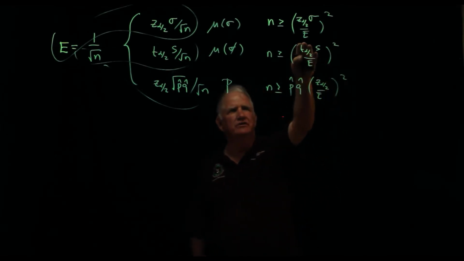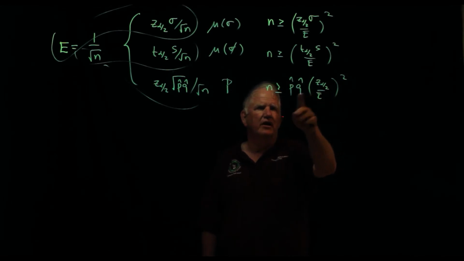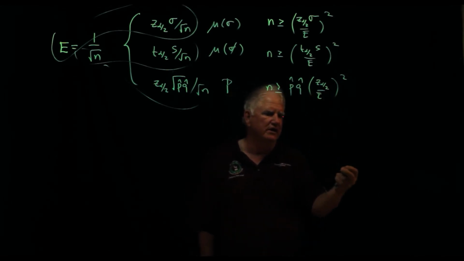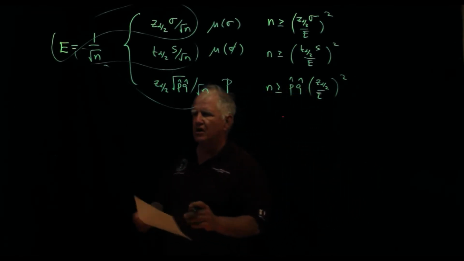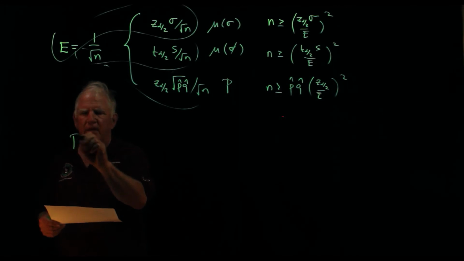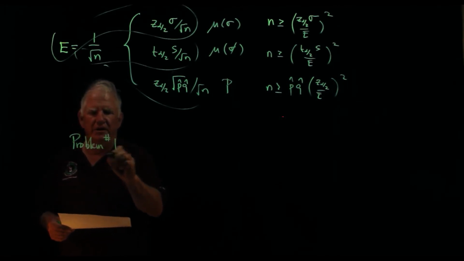In each case, you have to insert the proper values here, calculate, and since n is a discrete number, a whole number really, you have to round up to the next number. So let's knock off these two problems very quickly. Here comes problem number 1.